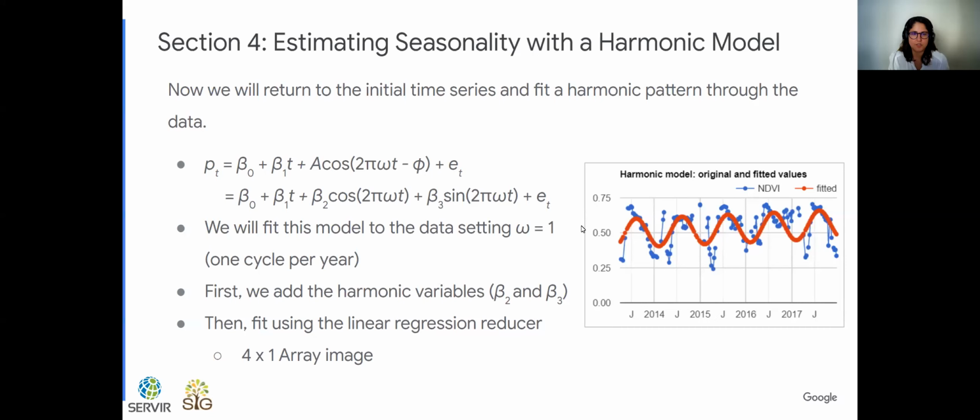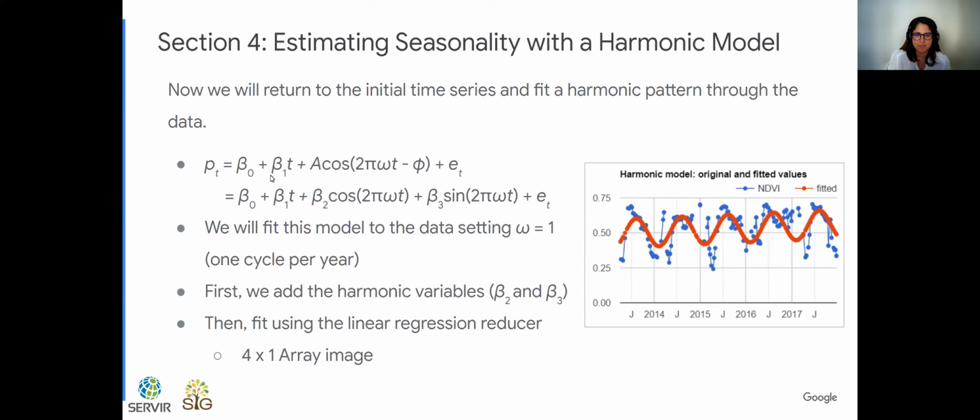All right, so we saw how to compute a linear trend using linear regression. Now we're going to work with harmonic modeling. So we're going to estimate seasonality with a harmonic model instead of using just a linear model. So we'll return to the initial time series and fit a harmonic pattern through the data.